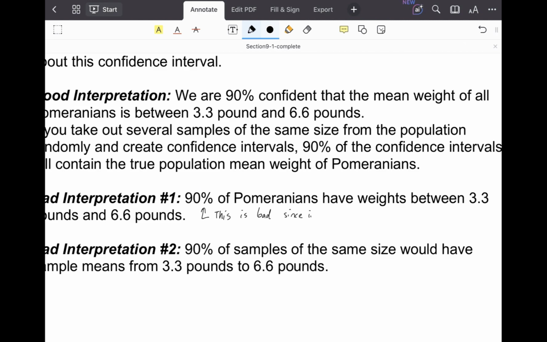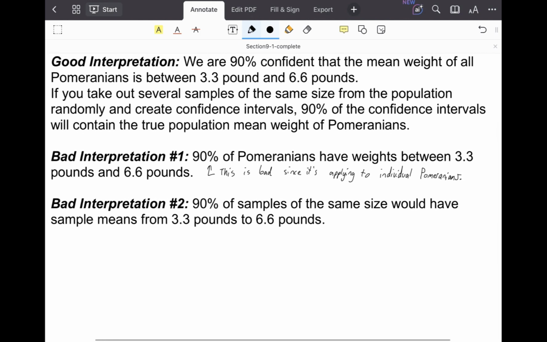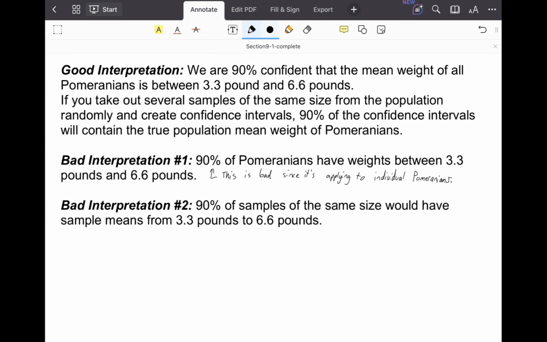Since it's applying to individual Pomeranians. Super common misinterpretation. Just be very careful with that. Don't write in a conclusion of an academic paper, once you get a confidence interval, that it applies to individual things in your study. It applies to the population mean. So just be very, very, very careful with that.